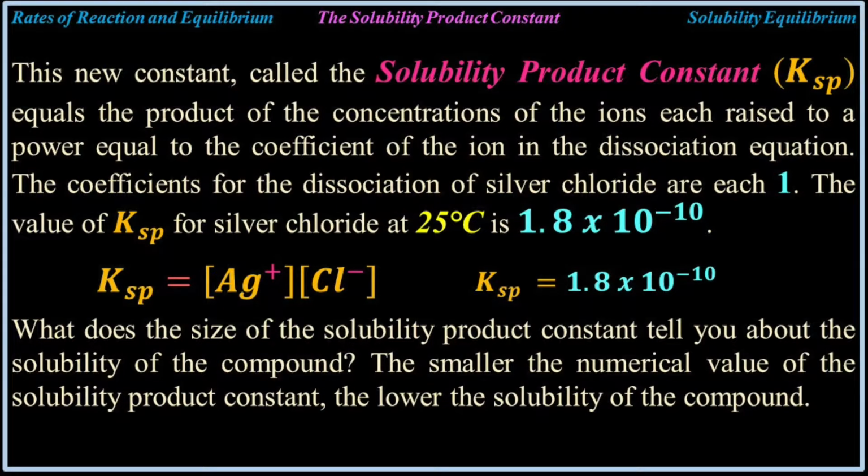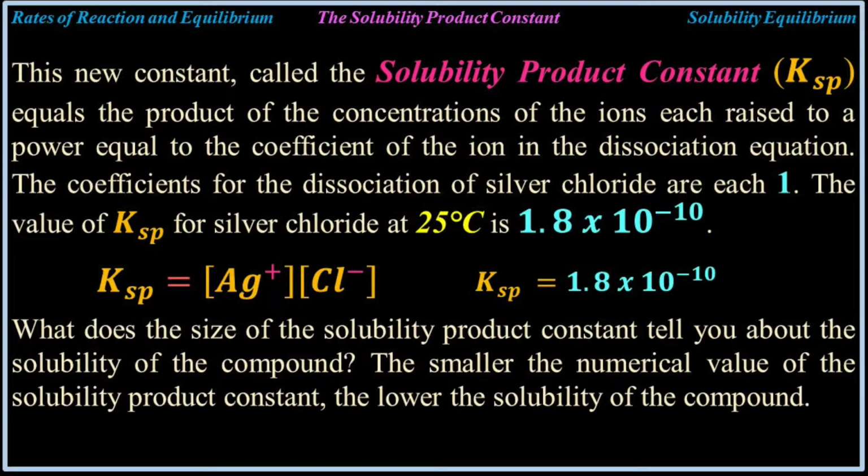This new constant, the solubility product constant, or Ksp, equals the product of the concentrations of the ions, each raised to a power equal to the coefficient of the ion in the dissociation equation. The coefficients for the dissociation of silver chloride are each 1. The value of Ksp for silver chloride at 25 degrees Celsius is 1.8 times 10 to the negative 10th. Ksp equals the silver ion concentration times the chloride ion concentration, and the Ksp is 1.8 times 10 to the negative 10th.